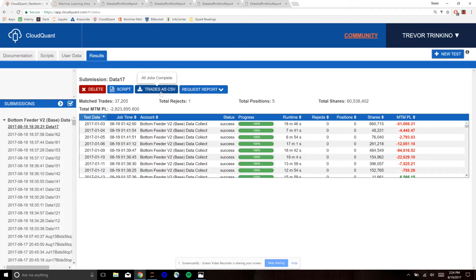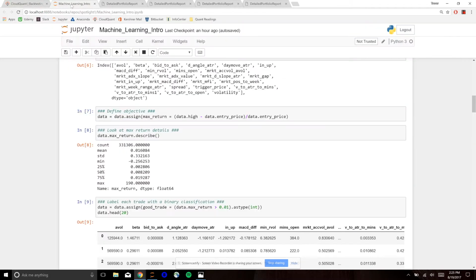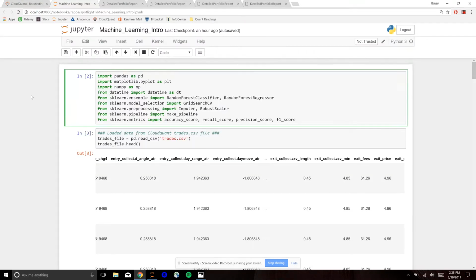From there, we're able to download a CSV file and then upload it into a Python notebook. This is a Jupyter notebook. For those of you who have never seen it before, it is easily downloadable for free. If you just Google download Jupyter notebook Python, it makes things really easy to visualize your data and work with sections of your code instead of running entire scripts.